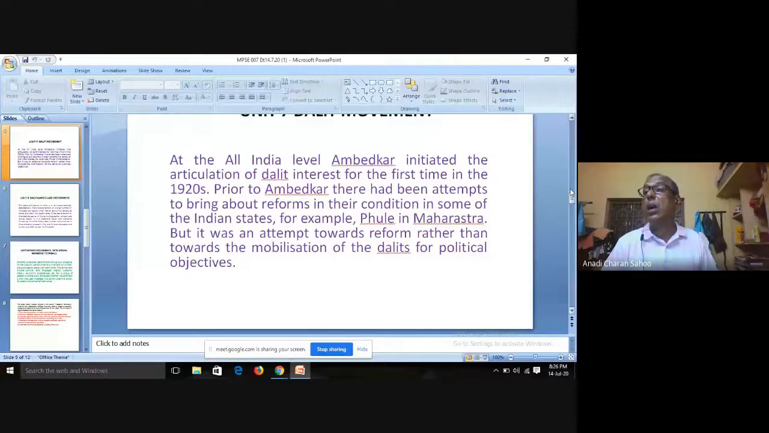Very soon, however, the RPI weakened, largely because of internal differences on the issue of aligning with the Congress.